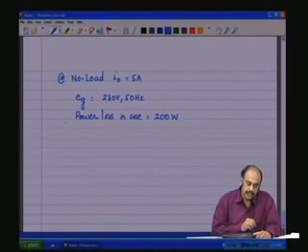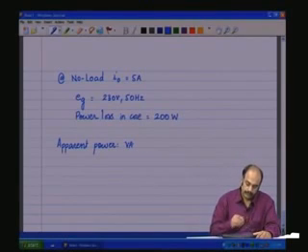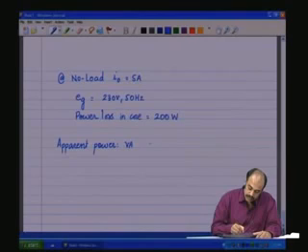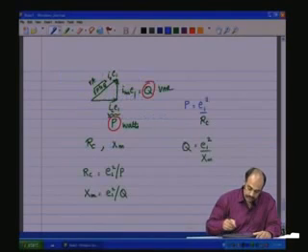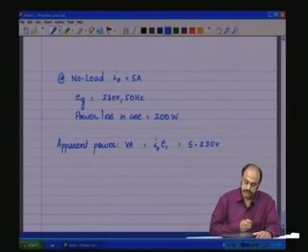Now, if this information is given, let us find out what is the apparent power. Apparent power, that is the VA. Now, VA we said in the previous, this is nothing but I naught into E1, which is 5 into 230 volts. This is the VA.